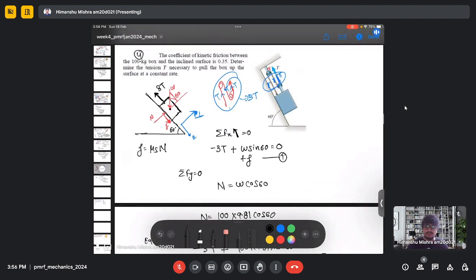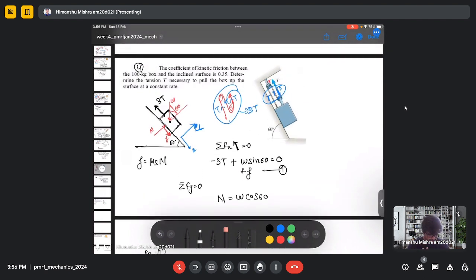So the only new thing in this problem is to determine the tension in the cable. Due to the zigzag arrangement of the cable, there will be an addition of the tension force which is acting here. So there will be a total tension force, 3T, which is acting in the horizontal direction, and all other things were the same.